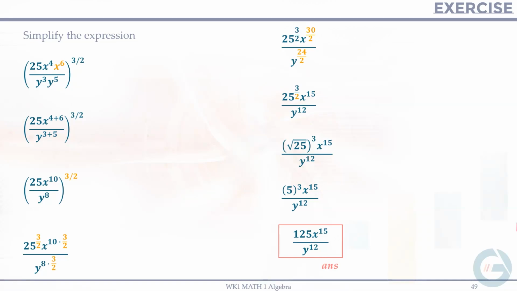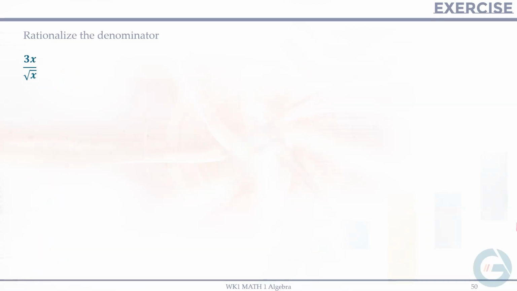Okay, next example is rationalize the denominator. So when we say rationalize, we don't want any radical sign in the denominator. So the solution for this one is we simply multiply the square root of x by another square root of x. That will cancel out the square root. I will explain later. So we multiply this by square root of x over square root of x.